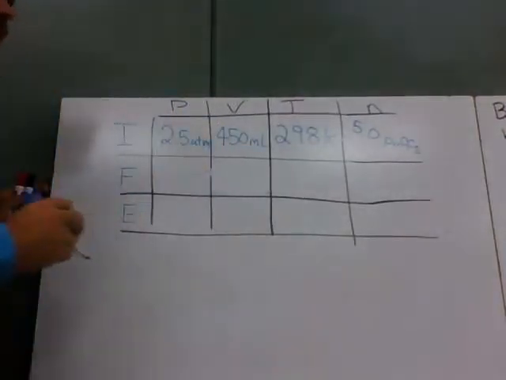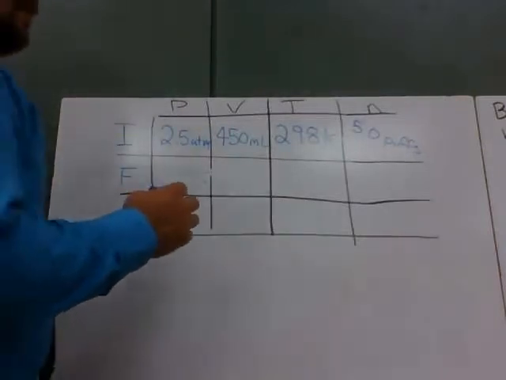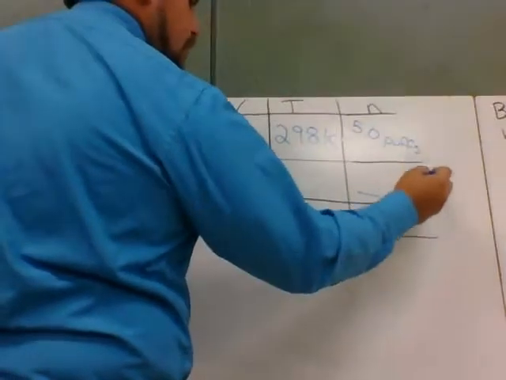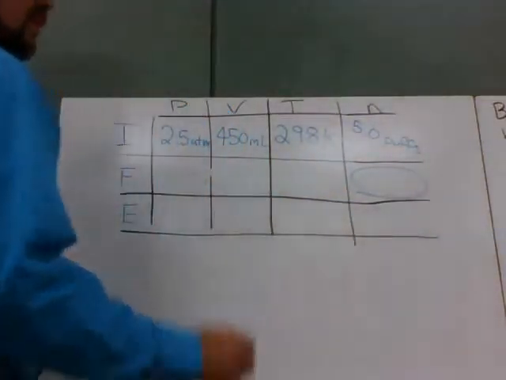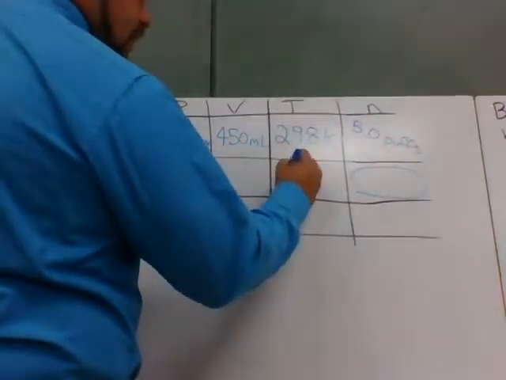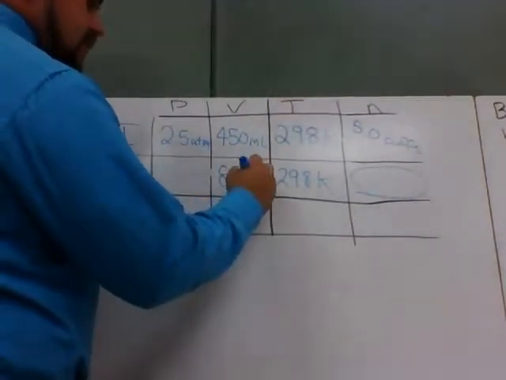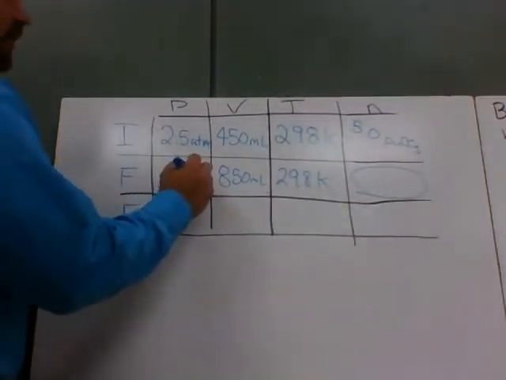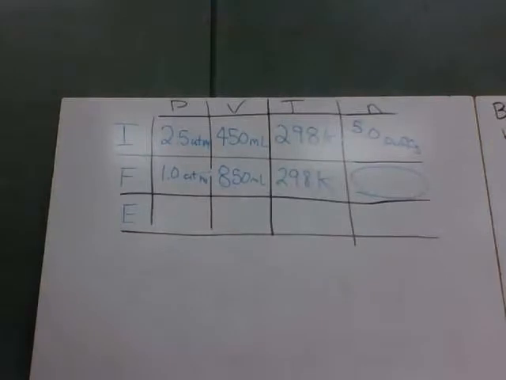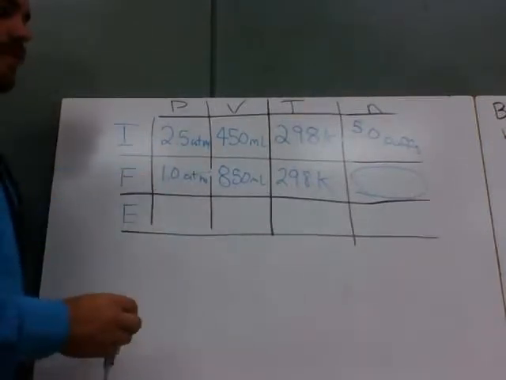Then it says, how many puffs does Bobby need? That's what I'm going to be solving for. If the gas remained at 25, or 298 Kelvin, the volume changed to 850 milliliters, and the pressure changed to 1.0 atm. Well, we filled out this. Now we're going to look at the effect and try to predict what effect that has on N.